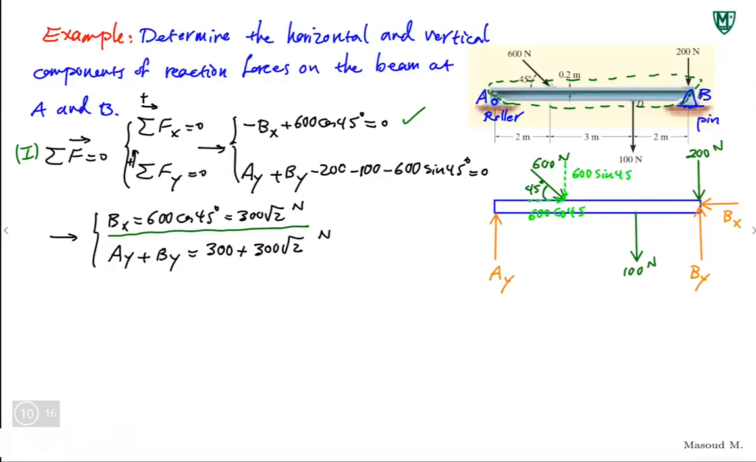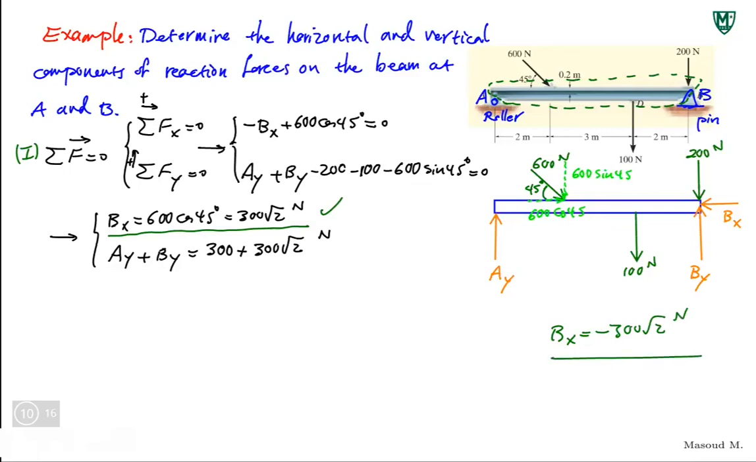Anyway, so I got the first value, Bx. Happy so far, so good. Now I have an equation that has two unknowns. I have By, and would it still be right if you get a negative? If I get a negative, Bx would have been minus 300 square root of 2 Newton.